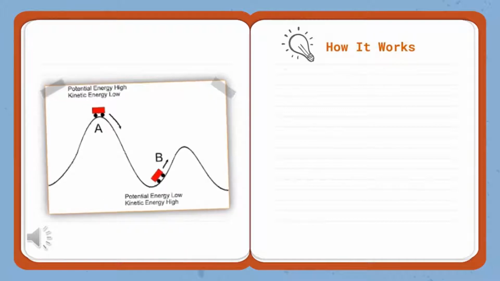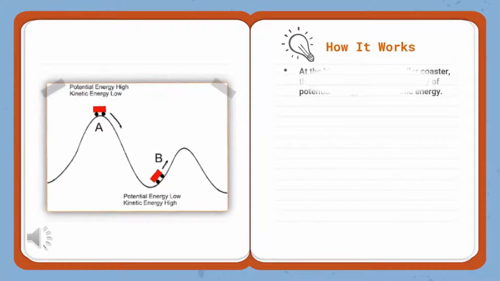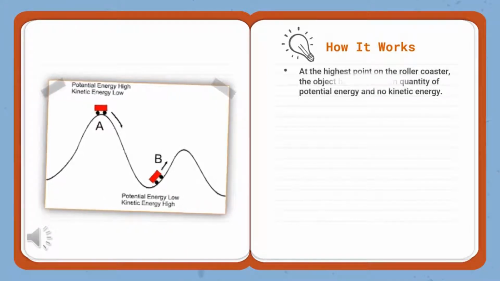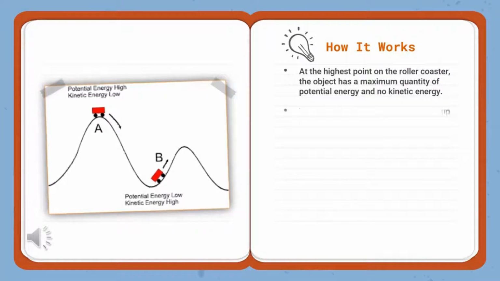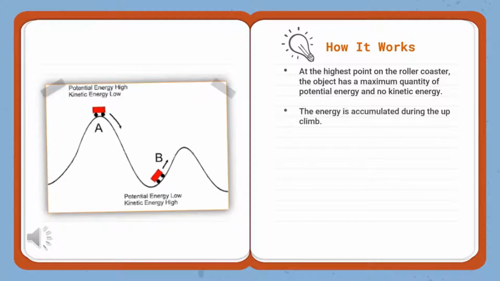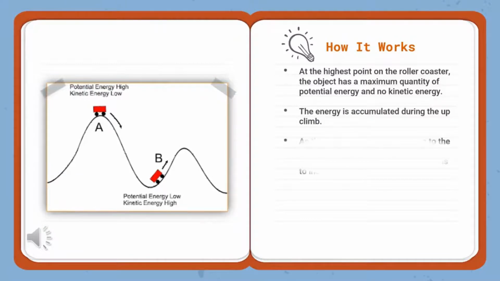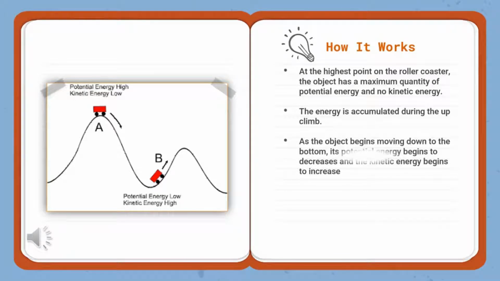I will explain to you how a roller coaster works. First, at the highest point on the roller coaster, the object has a maximum quantity of potential energy and no kinetic energy. The energy is accumulated during the upclimb. As the object begins moving down to the bottom, its potential energy begins to decrease and the kinetic energy begins to increase. This is where kinetic energy takes over.